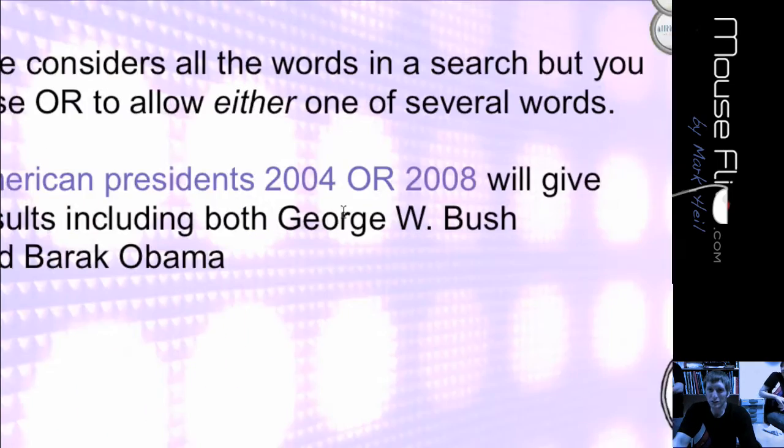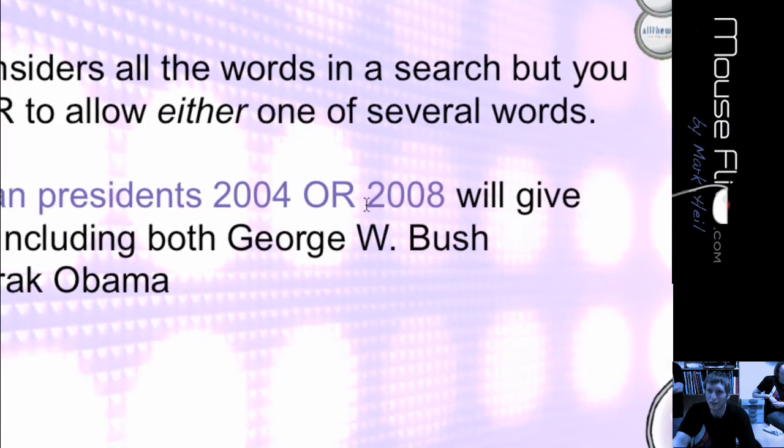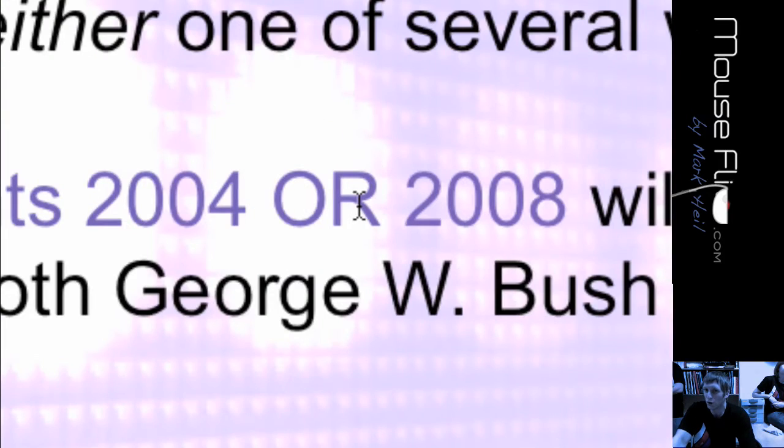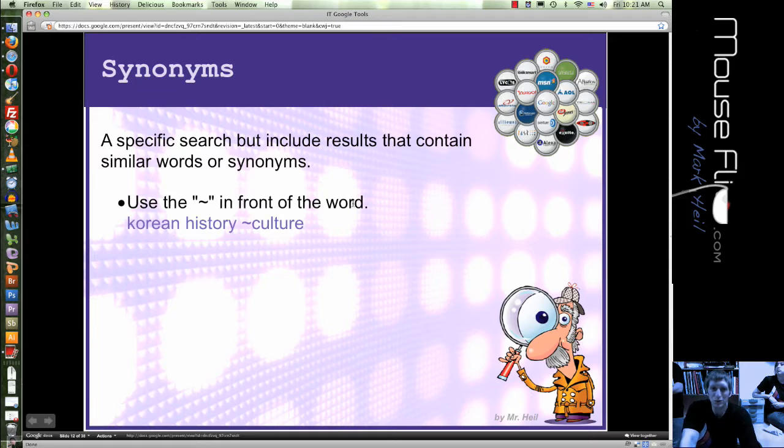Okay, you can also use the OR symbol. So if you're looking for American President 2004 or 2008, it'll look for both. So use that OR symbol if you're looking for multiple results instead of two separate searches.